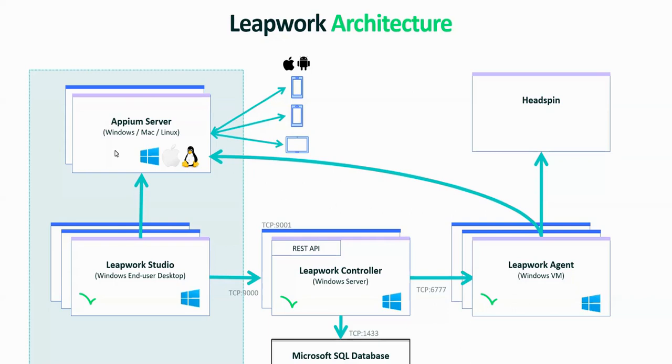We have the APM server. If you are automating any mobile-based applications, let's say for Mac connected to an iPhone or iPad, we can connect the APM server with that, and Leapwork can easily interact with mobile applications to automate. We have the Headspin server as well. Headspin is a provider which provides devices on the cloud, and that is integrated with Leapwork seamlessly. So we can create our mobile test cases and execute them there.